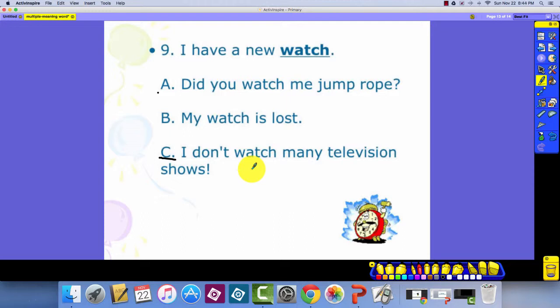Okay, so hopefully you have answered it in your reading book. So I have a new watch, okay? Your best choice here was B, okay? In this sentence, I have a new watch. They're talking about a physical watch that you would wear on your wrist, a timepiece, okay? And in sentence B, it says, my watch is lost. So that timepiece is lost now, okay? They weren't asking if you are watching anything, so you weren't watching a jump rope or a television show here.